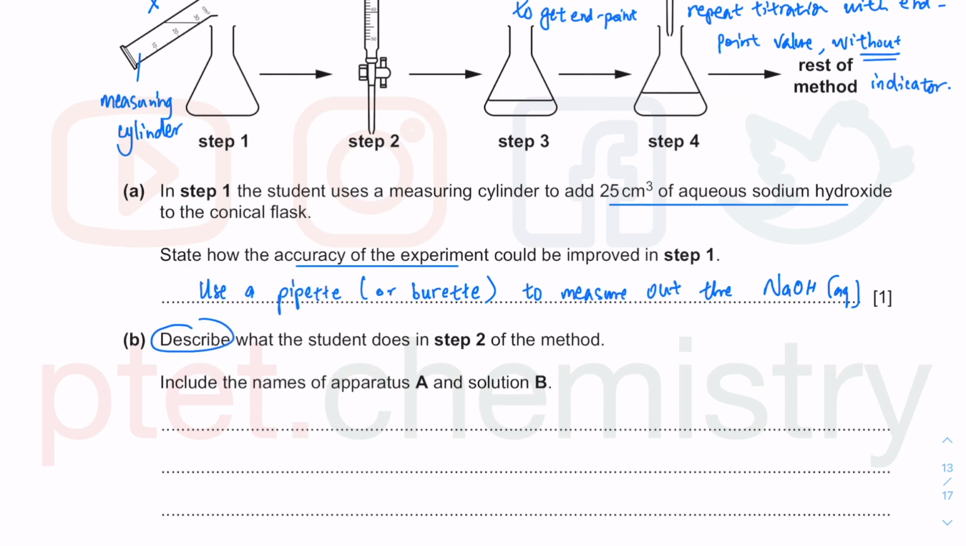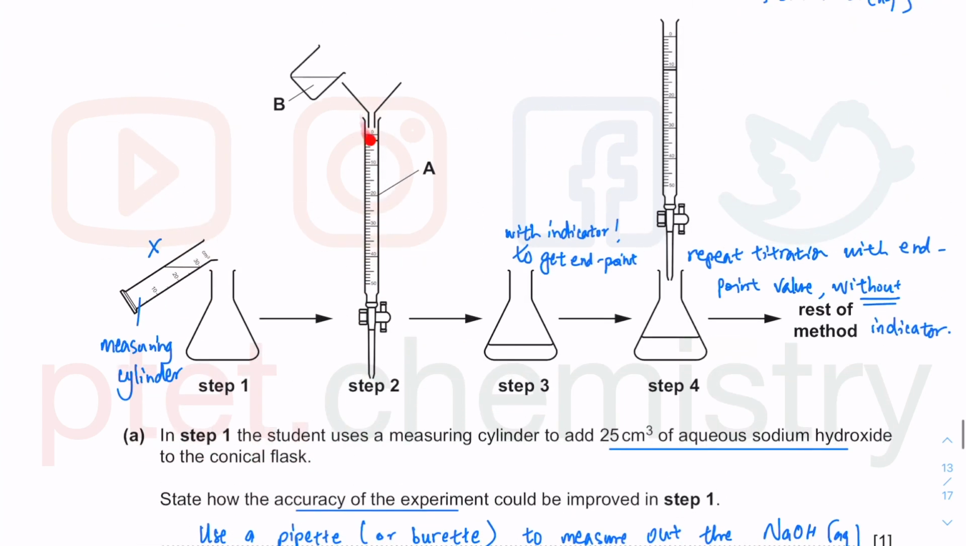Describe what the student does in step 2. So step 2 was the actual filling in the burette. We can assume that the burette has already been rinsed with the solutions. If you are worried, you can say you rinse the burette with a little bit of solution B.